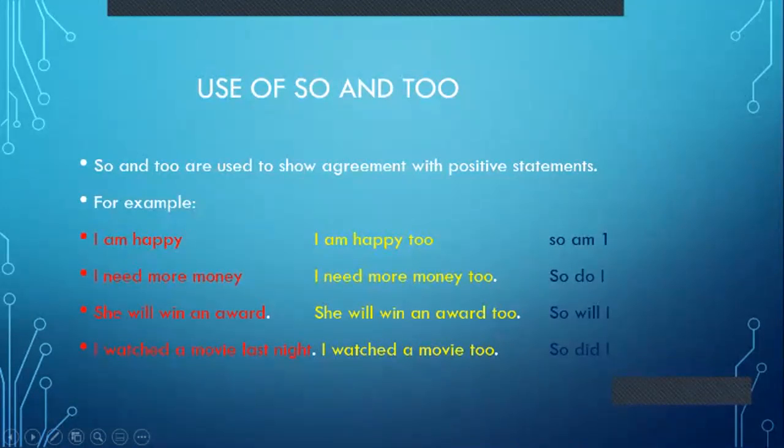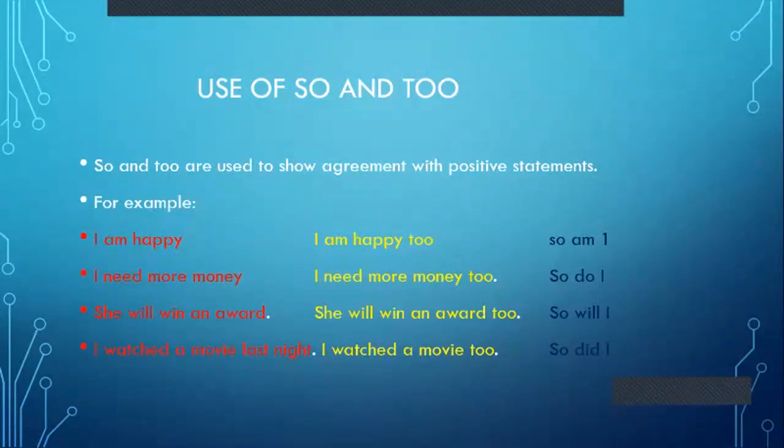When we use too and so in these statements, for example, if I ask you to use too to make a sentence with I am happy, you would say, I am happy too.